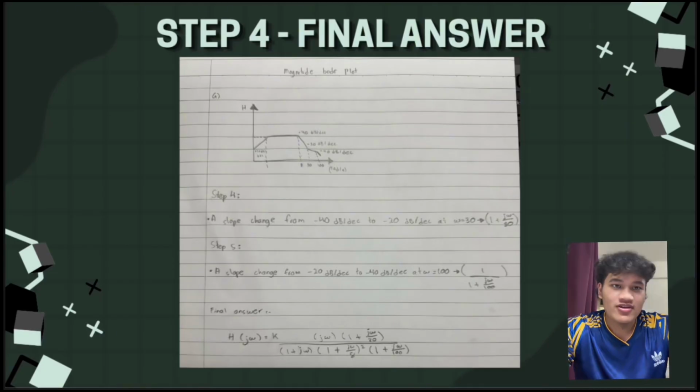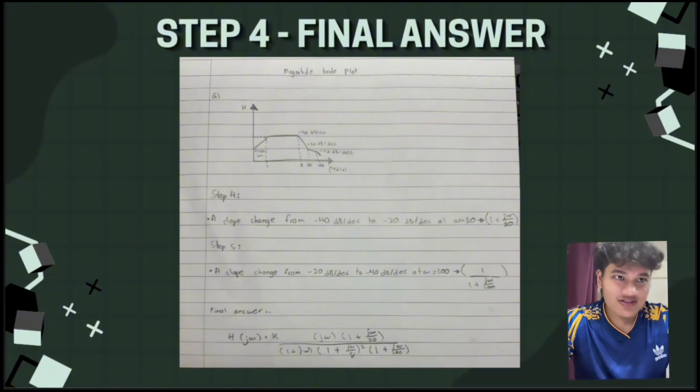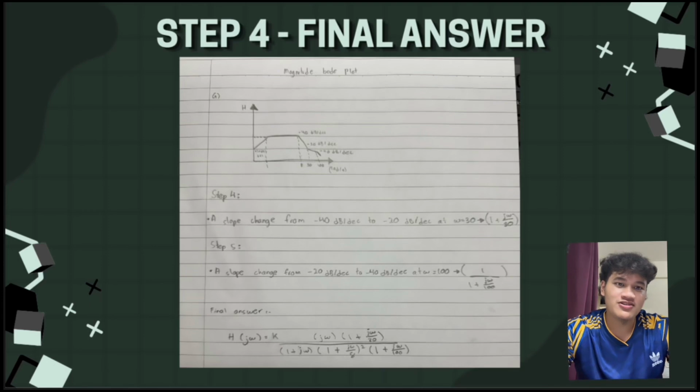decibel per decade. For the final step, we construct the overall transfer function. We combine all zeros and poles identified from the slope changes, and the transfer function can be seen on the slide, where K is the system gain determined from the magnitude level.